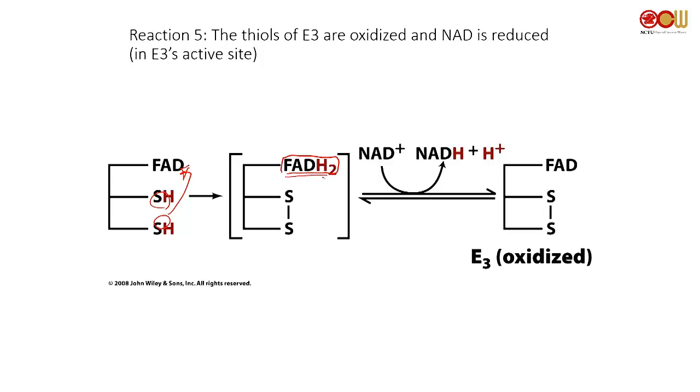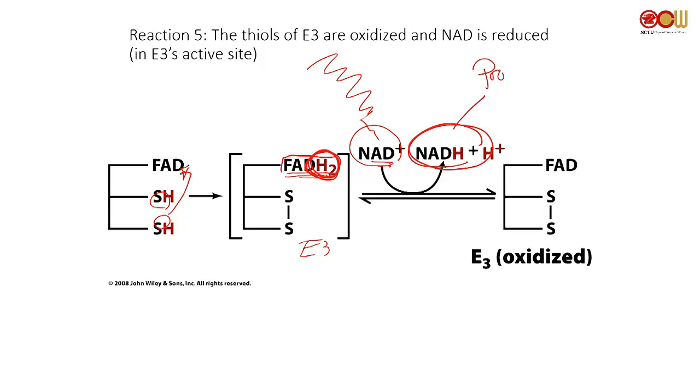Remember I mentioned a while back that when we talk about reducing cofactors, we have NAD and FAD. Generally, FAD is found in the enzyme or in the membranes, because FAD is less used as a soluble reducing cofactor. I don't want to say prosthetic group, but it sits inside the enzyme. NAD floating from outside comes in and touches E3, and E3 transfers the electrons from FADH2 onto NAD, and you generate NADH. This is your product number two, and you regenerate your functional E3, so you can continue the next round of reaction.